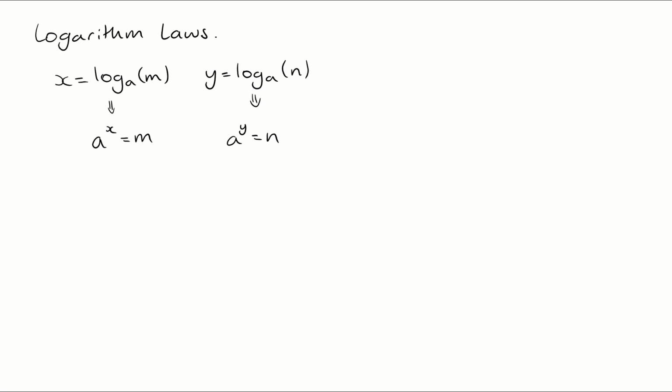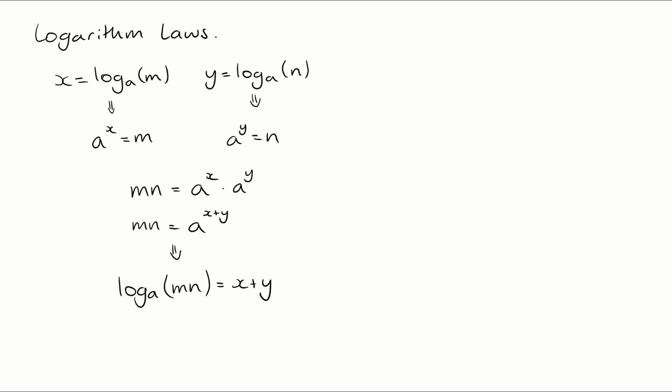And what happens if I multiply m and n together? Well, m times n is just a to the power of x times a to the power of y. In other words, m times n is a to the power of x plus y. So that's just our indice law there. Well, I can rewrite this back to logarithmic form. So I would be saying that log to the base a of mn is equal to x plus y.